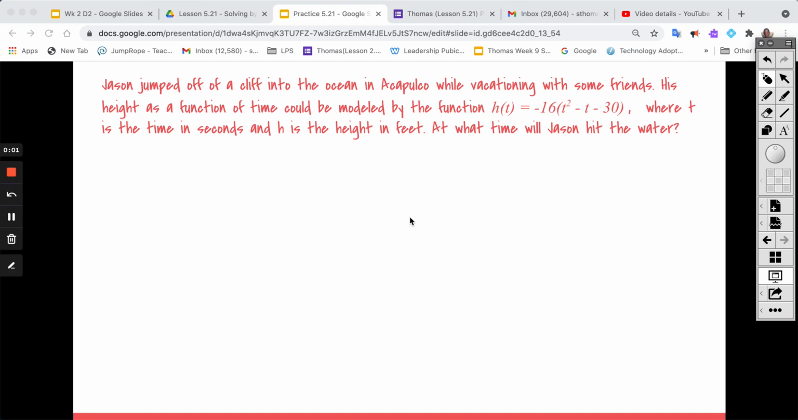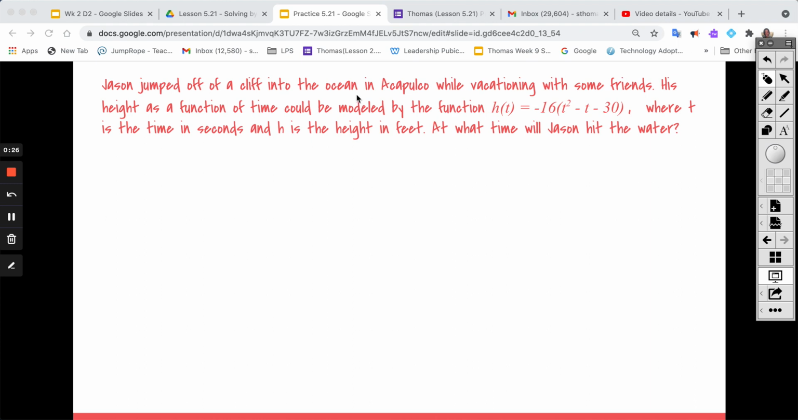Okay, so this question says Jason jumped off a cliff into the ocean of Acapulco while vacationing with some friends. His height as a function of time could be modeled by the function h of t is equal to negative 16 times t squared minus t minus 30, where t is the time in seconds and h is the height in feet. At what time will Jason hit the water?